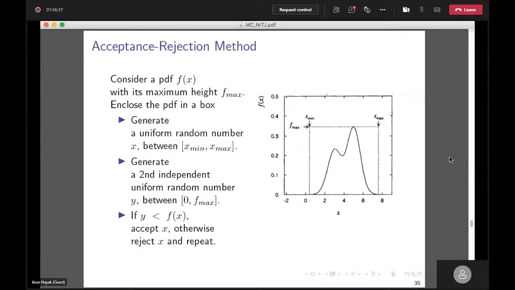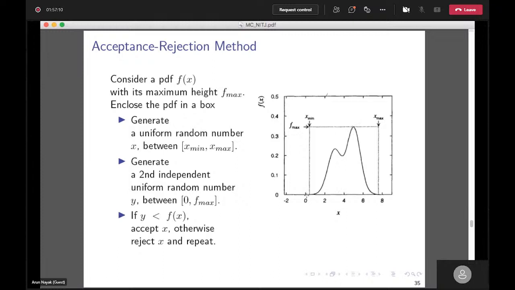Okay, so another method is the acceptance rejection method. This is the one mostly used. In many cases it is used. It is very simple. Suppose you want to generate a PDF which is distributed according to this function. What you can do is enclose a box around this, corresponding to the maximum height of this function, f max.